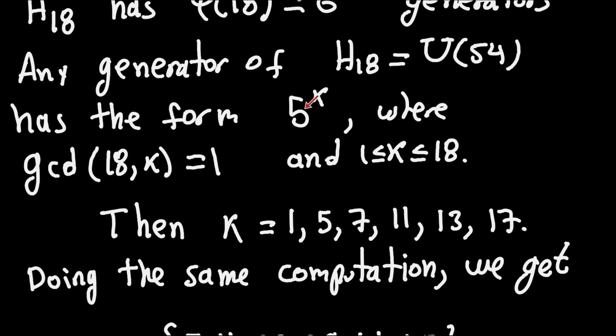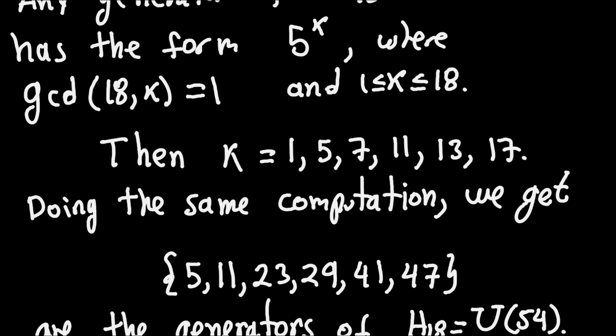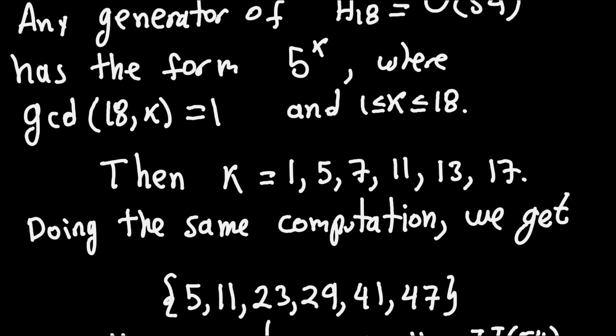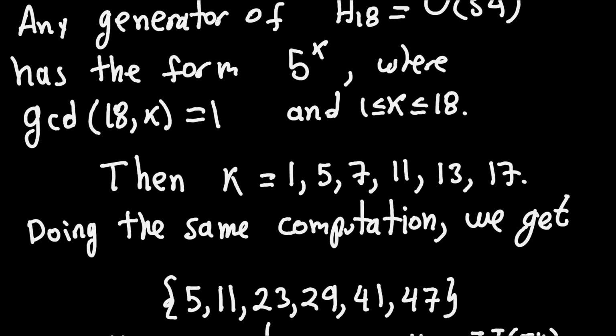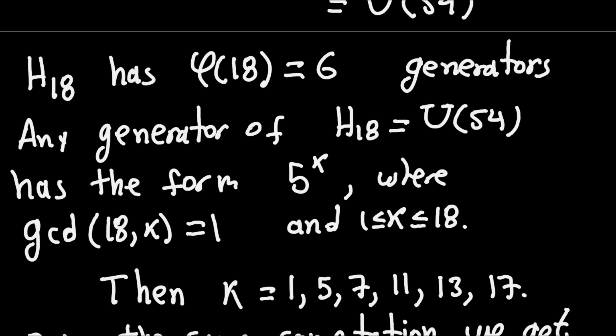And this one here is going to give me the exponents that will give us the generators of U54. So you do the same thing, you take powers of 5 with these exponents, simplify modulo 54, and if you do all that computation, it's going to give you these elements here. So 5, 11, 23, 29, 41, and 47 are the generators of this one, which is 6 of them, because we knew already the number of generators that we have.